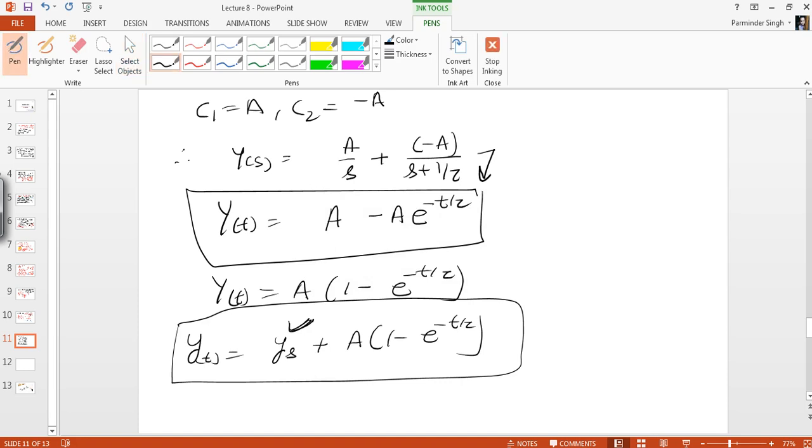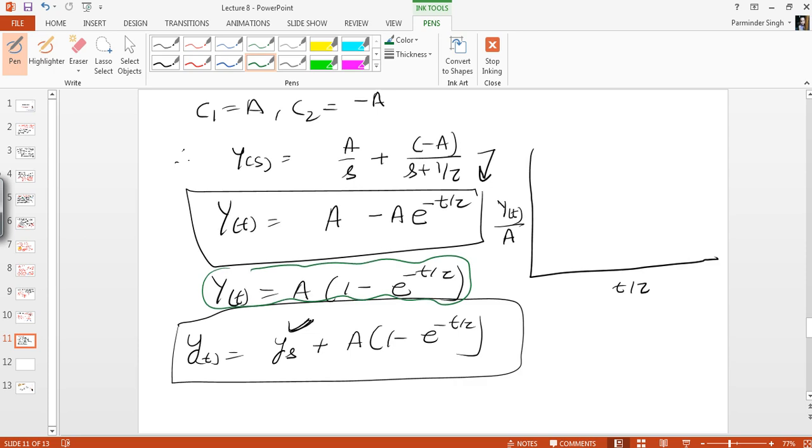Now let me plot this graph over here. Let's say this is t by tau, and let me write it as capital Y(t) by A. That means I'm considering this part. I'm plotting this equation, capital Y by A against t by tau. So if you plot this thing, this plot will come out to be something like this. That means it will reach the value 1. Clear? So this is the plot of this representation.